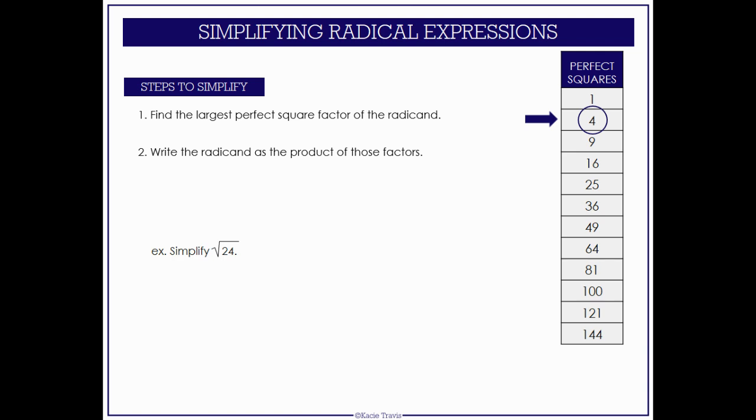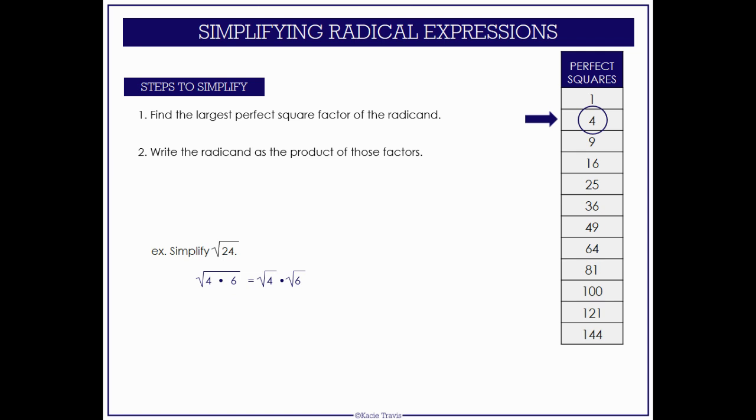After you find that number, next up, you're going to have to rewrite this radicand as a product of that perfect square and the other factor that makes up that number. So in our case, we know that 24 is made up of a lot of different things that you can multiply with. But for our case right here, we're messing with 4 and 6. Now, since we are multiplying two things underneath the radical, that's also the same thing as having two radicals that are multiplied with each other.